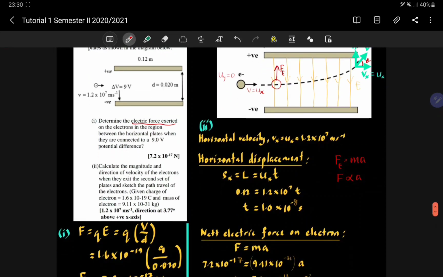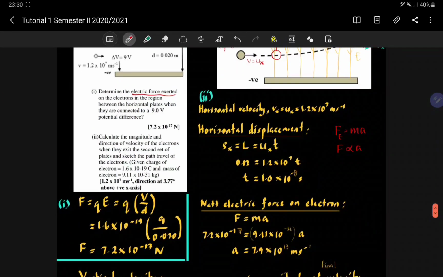And then we need to calculate the acceleration. How to calculate the acceleration? From the equation F equals ma. F is the electric force calculated before, which is 7.2 times 10 to the power of negative 17. The mass is the mass of the electron given already, 9.11 times 10 to the power of negative 31. So you will get the acceleration, which comes out as 7.9 times 10 to the power of 13 meters per second squared.